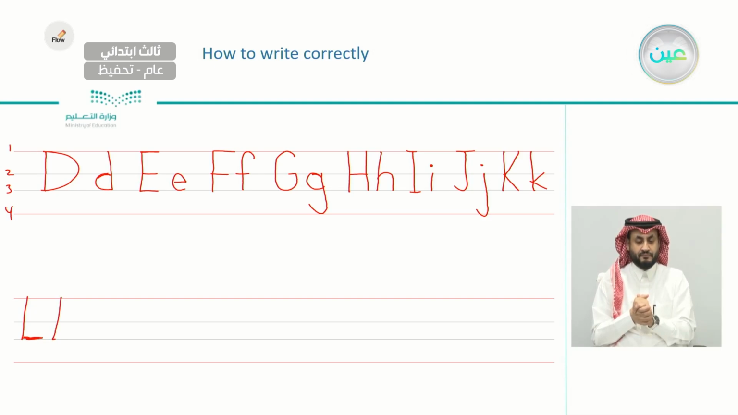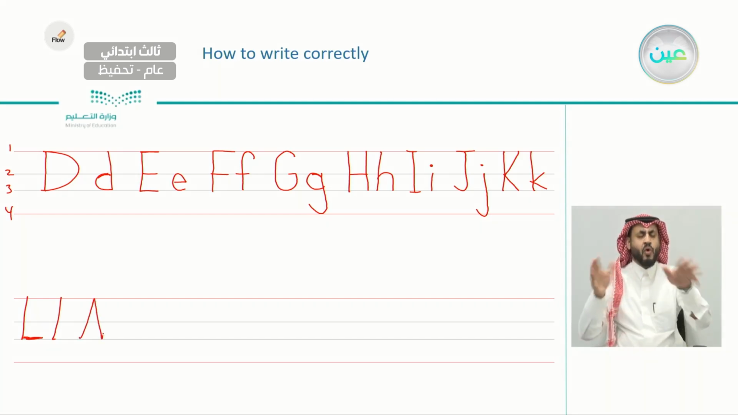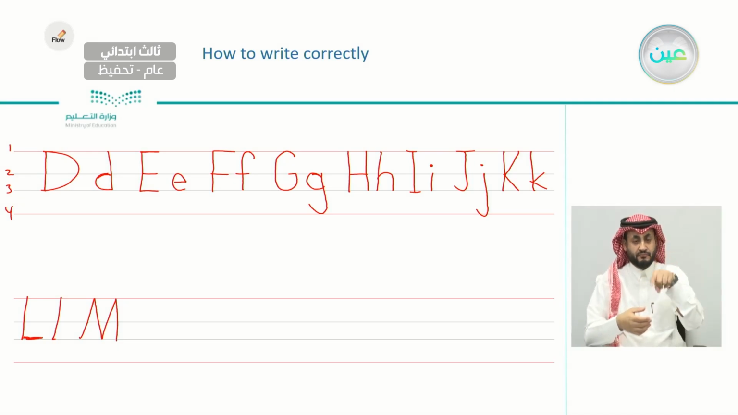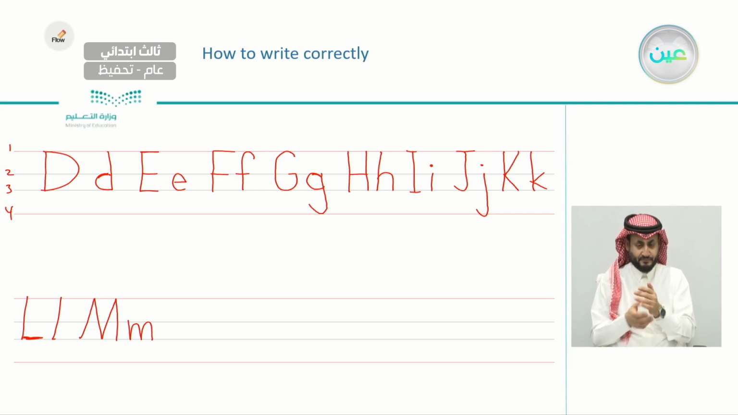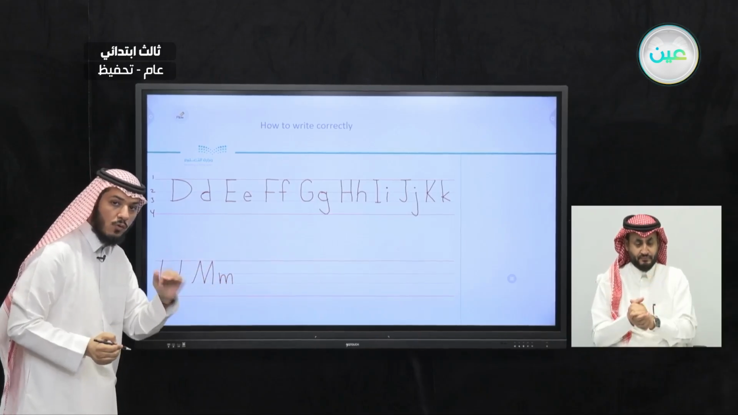Okay, J, K, L, M. Yes, that's right. So again, 1 to 3. Okay, this is M capital. What about small? It is between 2 and 3. Okay, now like this. M small. So we have M in capital form and M in small form.